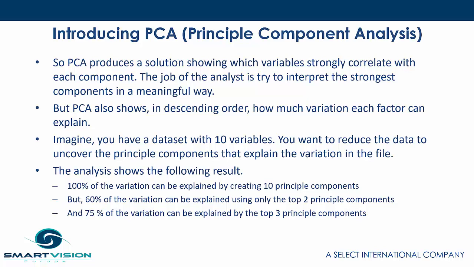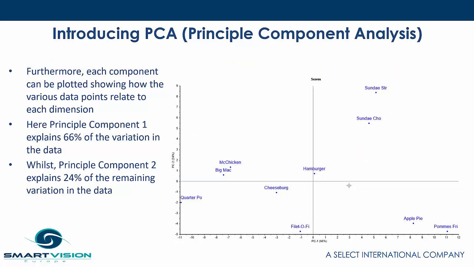If you look further, you may notice, for example, that 60% of the variation can be explained using only the top 2 principal components, and that if you go to 3 principal components, you can actually explain 75% of the variation. In the same sense, we can plot this as if these were new variables that we've created, principal component 1 against principal component 2, and show where the data points relate to one another in these various axes.